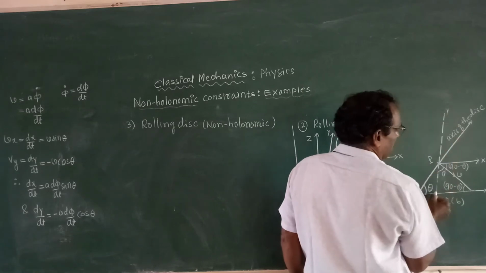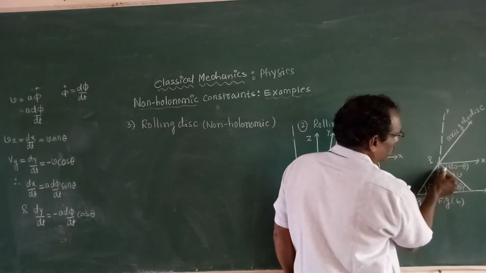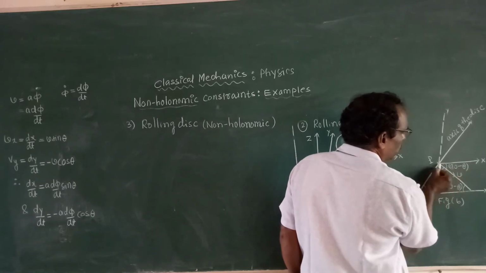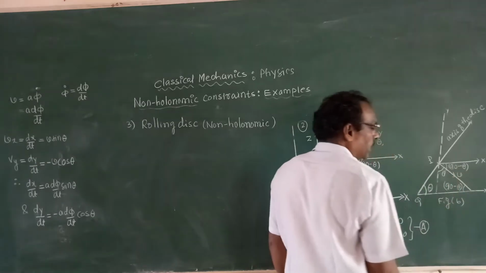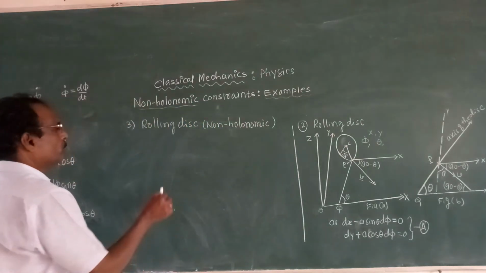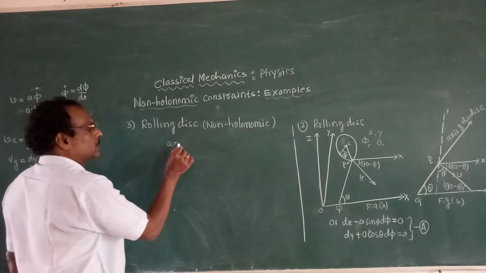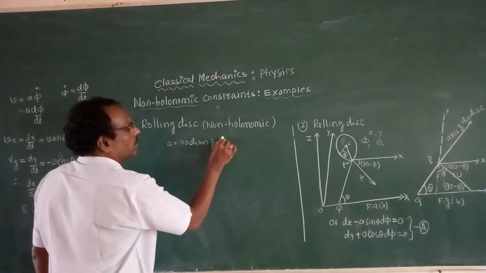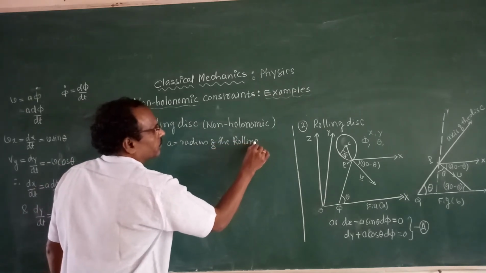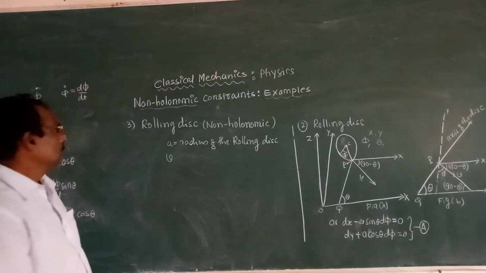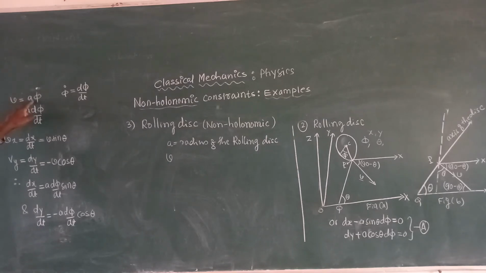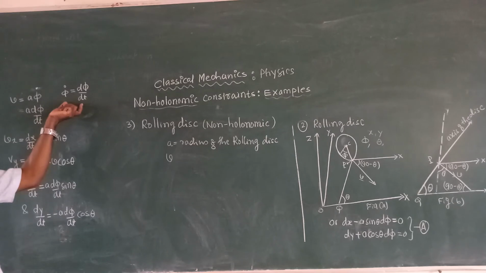So according to the geometry, this is the y-axis here, this is the x-axis. If this is theta, this will be theta. If this angle is 90 minus theta, because it is perpendicular, 90 minus theta with the y-axis, here this will be 90 minus theta. Now, if a is the radius of the rolling disk, then the velocity V is equal to the radius times the angle, that is phi dot times a.